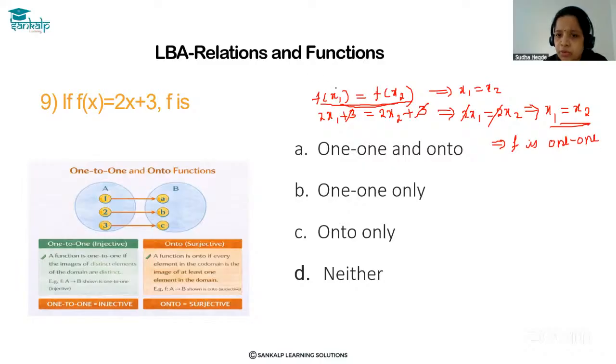If f of x1 is equal to f of x2, if you prove x1 is equal to x2, then it is one-one. Got it?